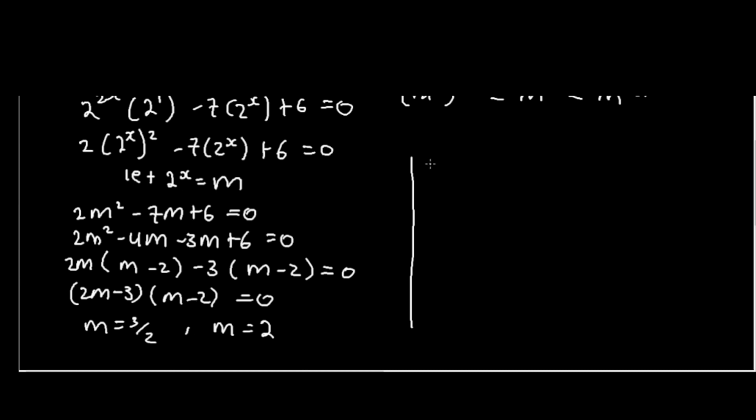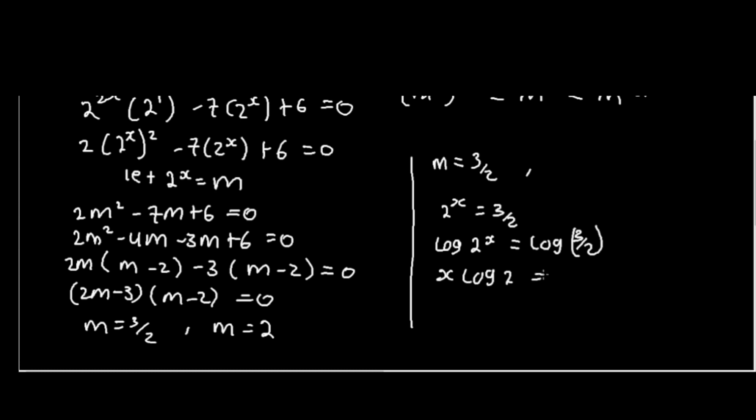So let's follow the two scenarios. When m is equal to 3 over 2, we are going to have 2 to the power of x being equal to 3 over 2. And in this case, because this is an index, we can introduce logarithm. And then we shall have log of 2 to the power x being equal to log of 3 over 2, right, like that. And then here we shall have x log 2 being equal to log of 3 over 2.